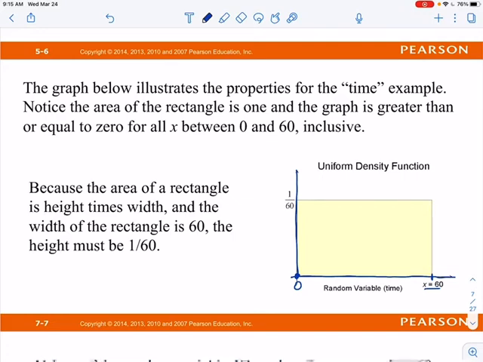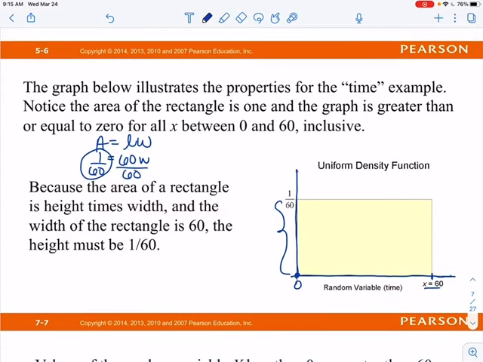Then we have to determine what the height of that rectangle is. The area always has to equal 1. The area is always length times width. Right now we know the length of this rectangle is 60. We're looking for the width, and the area must be 1. So to solve for the width, if you divide both sides by 60, right there is the height of your rectangle. It's 1 over 60.